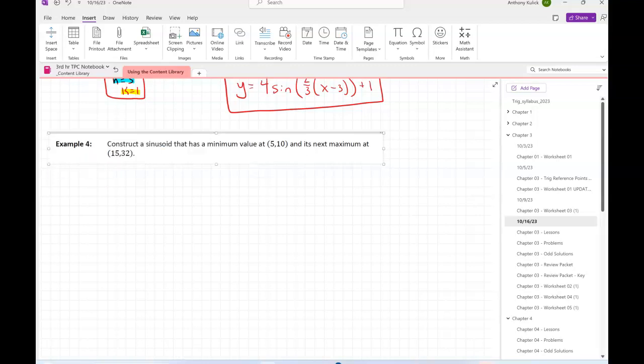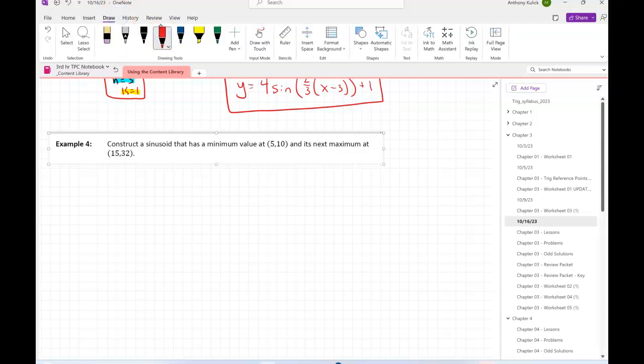All right. Our next example. We're given what appears to be not a lot of information, right? Construct a sinusoid that has a minimum value at 510, and its next maximum is at 1532. Whoa, that's not a lot, right? So what I would do is start by drawing a picture to understand what's going on. So let's say here's our minimum at 510, and here's the next maximum at 1532.